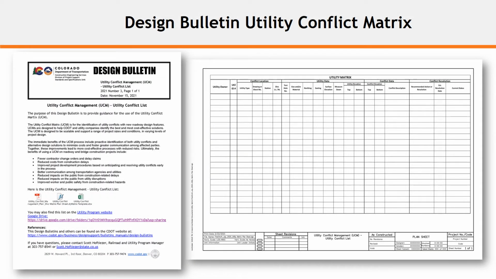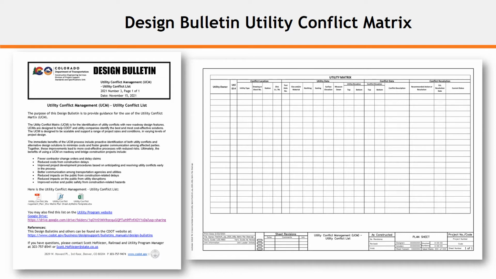The purpose of this design bulletin is to provide guidance for the use of the Utility Conflict Matrix, or UCM. The UCM is for the identification of utility conflicts with new roadway design features. UCMs are designed to help CDOT and utility companies identify the best and most cost-effective solutions.